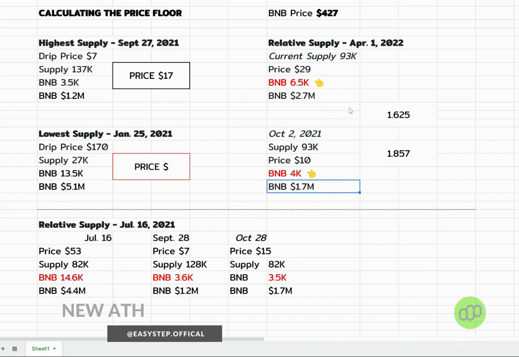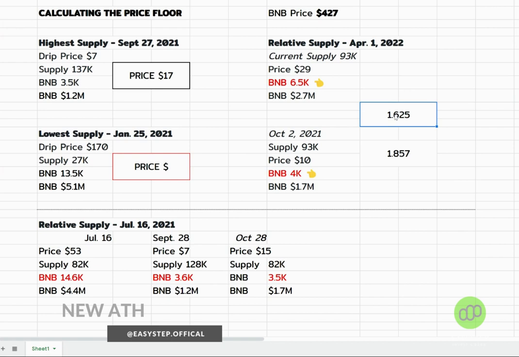Okay, so we divided this 6.5 thousand by 4,000, and that gave us a ratio of 1.625, which represents our growth from April 2nd to April 1st. So we took this rate of growth, and we applied this to the previous price floor on September 27th. And we multiplied this ratio by the BNB balance, which would give us the growth of the price floor.